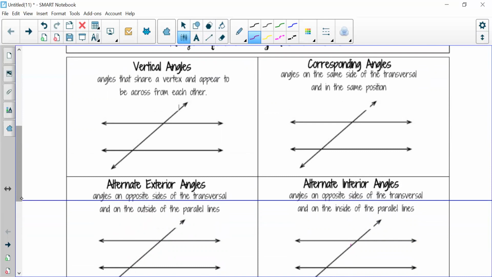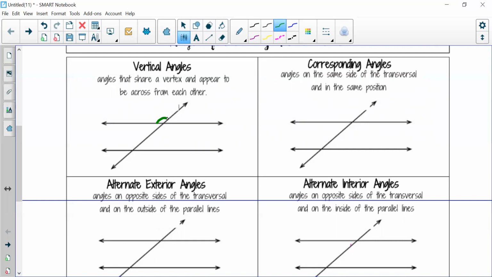Vertical angles are angles that share a vertex and appear to be across from each other. We'll find out forever. Okay. It's the X. Y'all, I can't use the DMX reference because some of y'all don't know who that is. I know what DMX is. Okay. Y'all look. Just on your diagram, all we're gonna do is label the vertical angle. Just label your vertical angle.